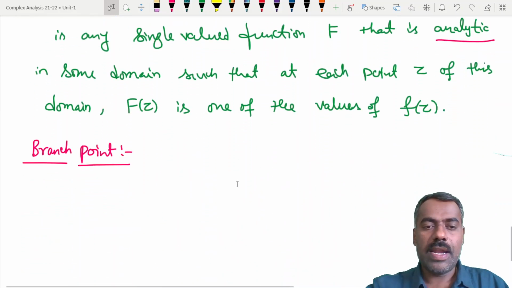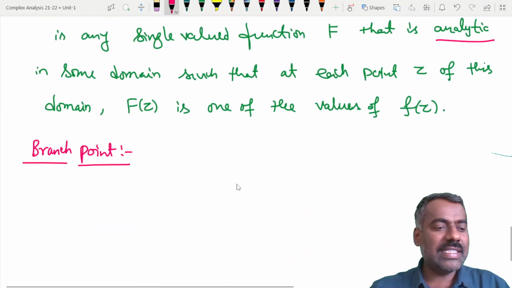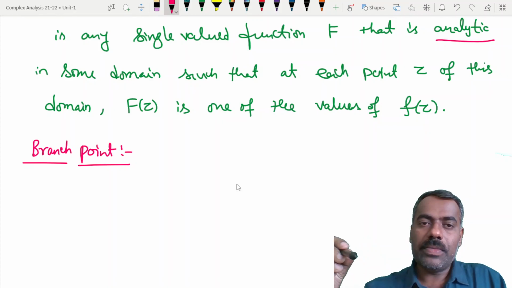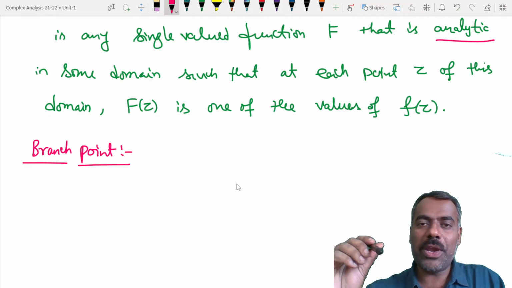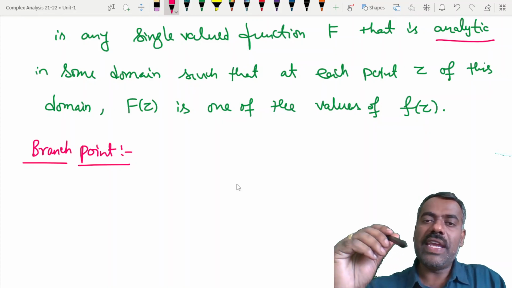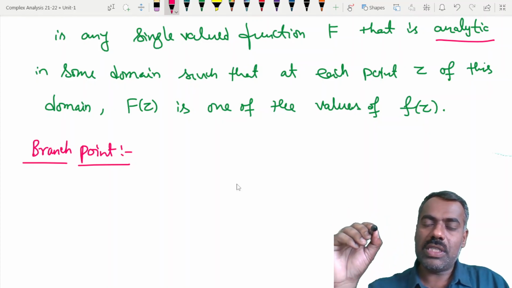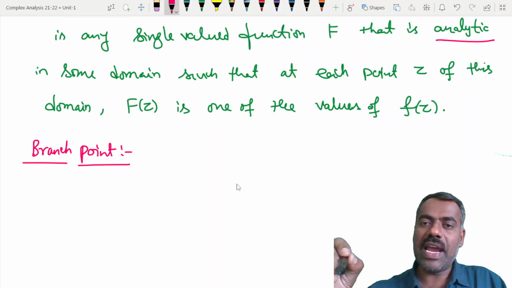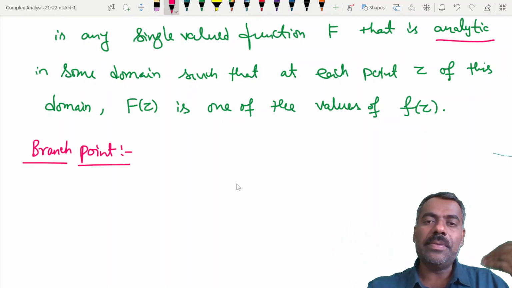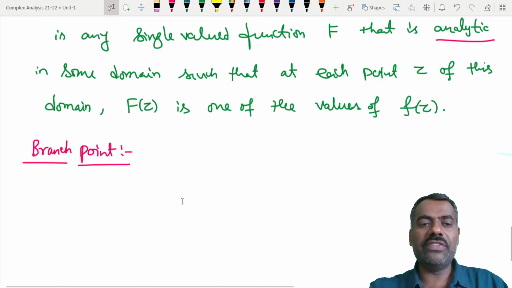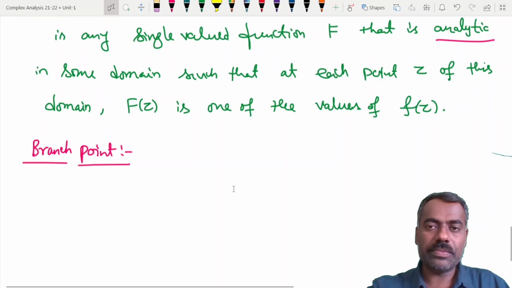Now, what is meant by a branch point? You take one point. We say that that point is a branch point if you take any closed path around that point, start from angle 0 or any angle and reach that point again, and if you go from one branch to the other branch, then we say it is a branch point. Is this clear? So what is meant by branch point?